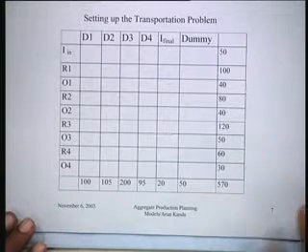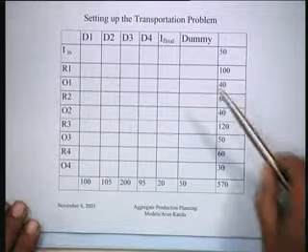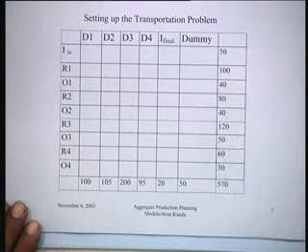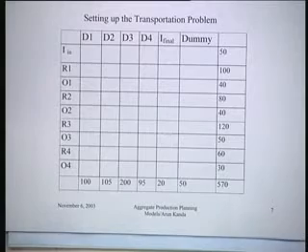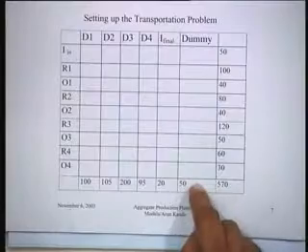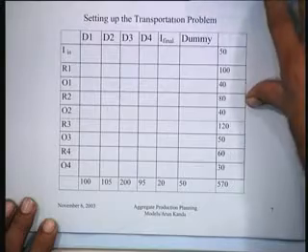The dummy incidentally will give me the unutilized capacity, right? You can also interpret the dummy as the unutilized capacity. You have more capacity than what you need. So obviously after satisfying the demand, you will always have some capacity which is unutilized, and that will be shown in the dummy. So this is the first step that you do when you are trying to set up the transportation problem.